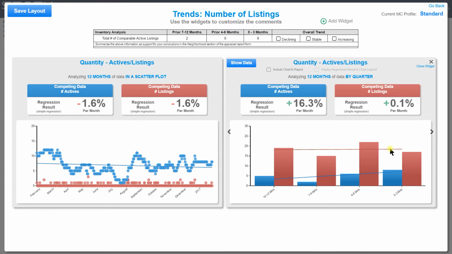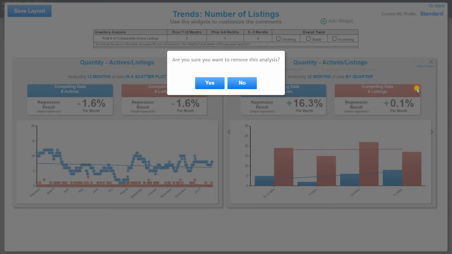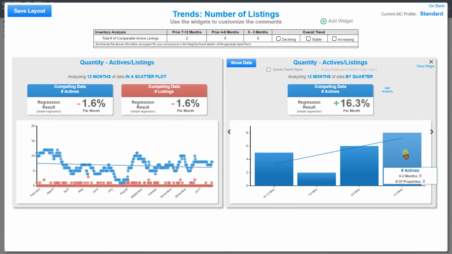So you can see here, let's just turn this off to make it easy to look at. We've got 8, 6, and 2. And then we also have the other period, which is the 10 to 12 months, which is 5. So 8, 6, 2, and 5.